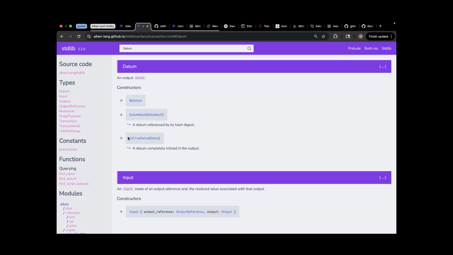So inline datum is when you can directly read the datum. Datum hash is when you have the hash of a data. That means if you have the original information, you can hash your original information and cross check if it is the same hash. So it is just like a cross checking mechanism. And no datum is just no datum.